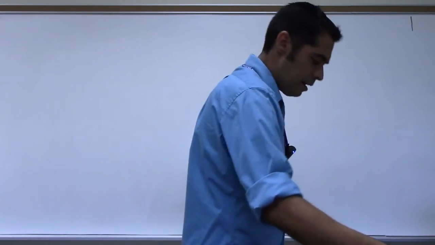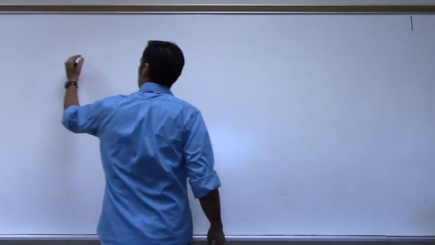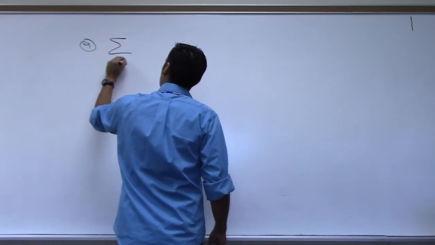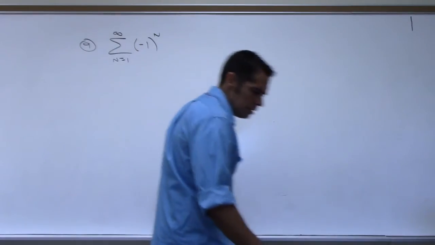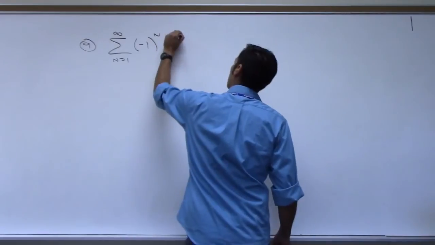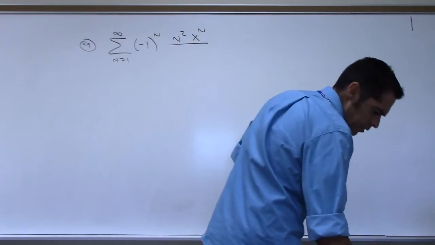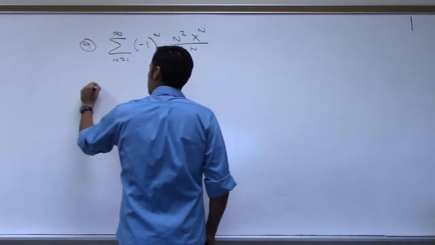Okay, number 9. Sum equals 1 to infinity, negative 1 to the n squared x to the n over 2 to the n. And it's starting to get a little more complicated now. All right, ratio test.